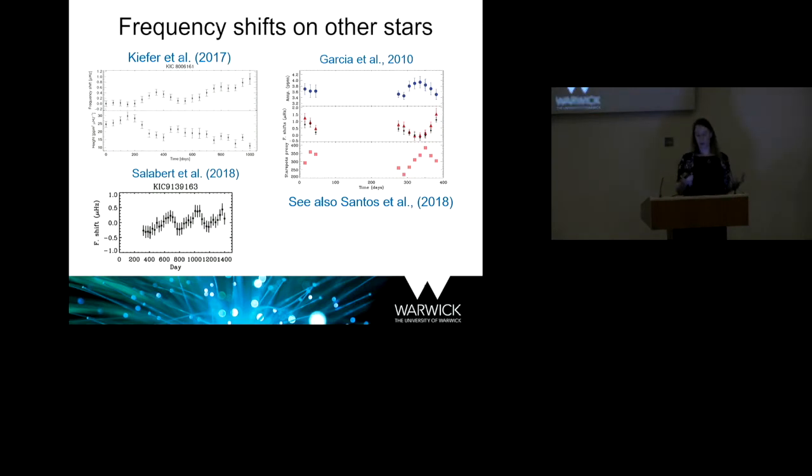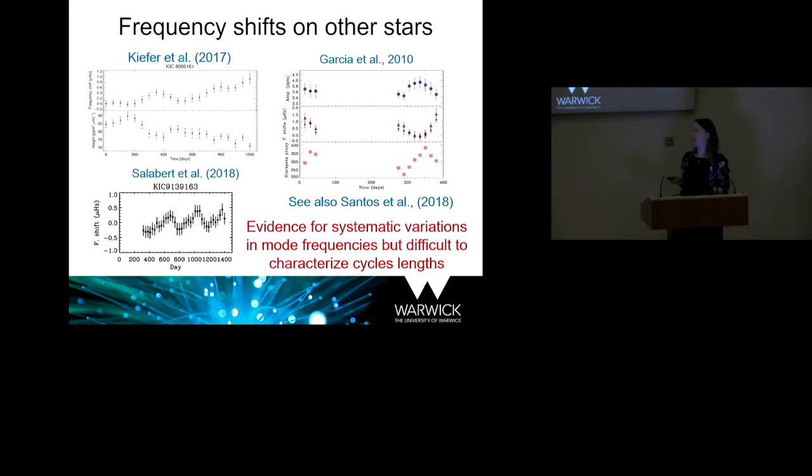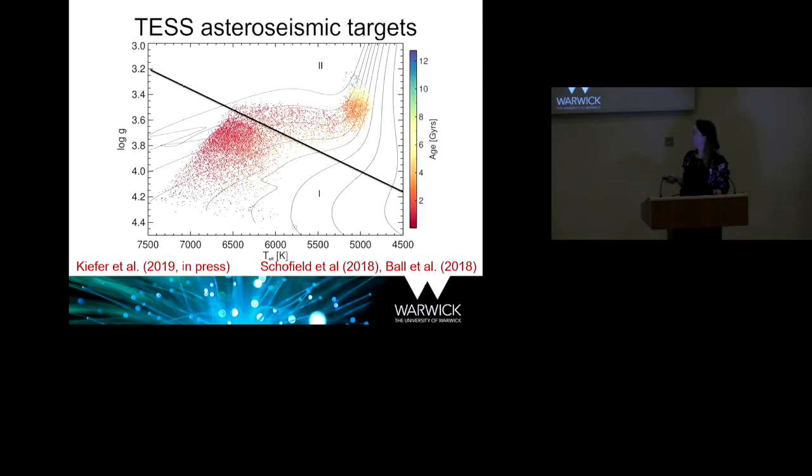But of course, with just 4 years of data, it's very difficult to observe full activity cycles, particularly for less active stars. And TESS, unfortunately, isn't going to employ the same observing strategy. It's not going to look at the same patch of sky for any particularly long length of time. It's going to survey the southern hemisphere and then point to the northern hemisphere and survey that.